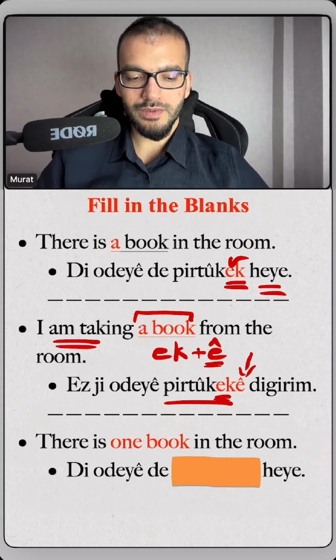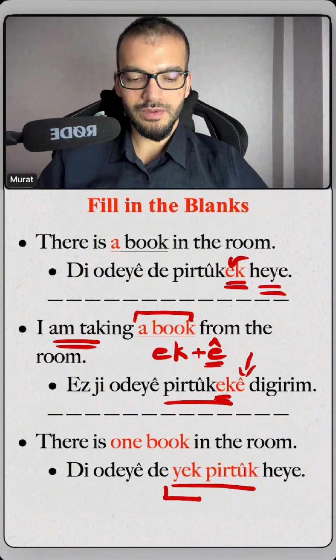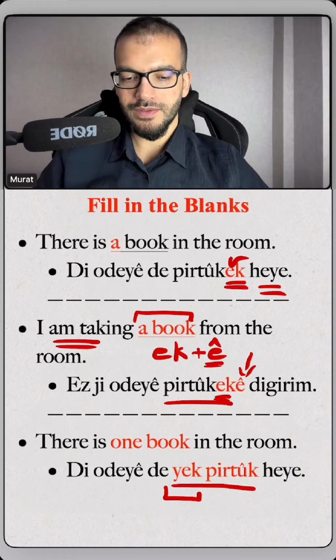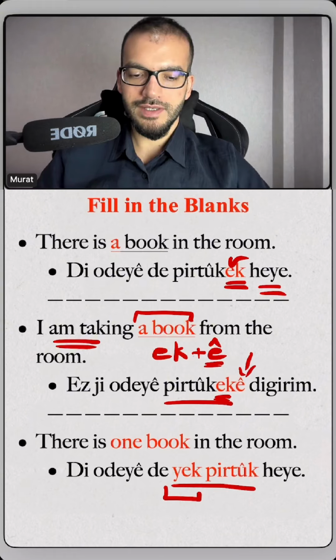There is one book in the room. The odeye de yek pertuk heye. But if you want to say one book, we say yek pertuk. If you want to say a book, we need to say pertukek. And if you want to say a book in a there are sentence, this time we would say pertukek.